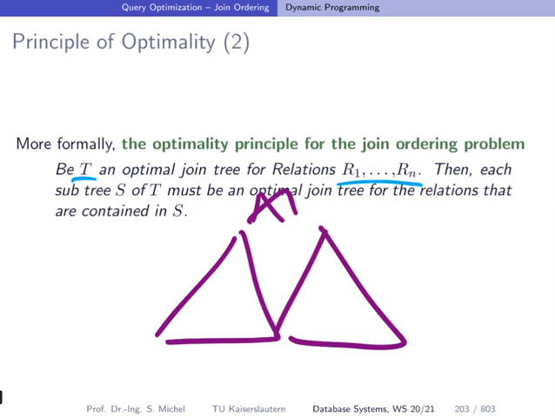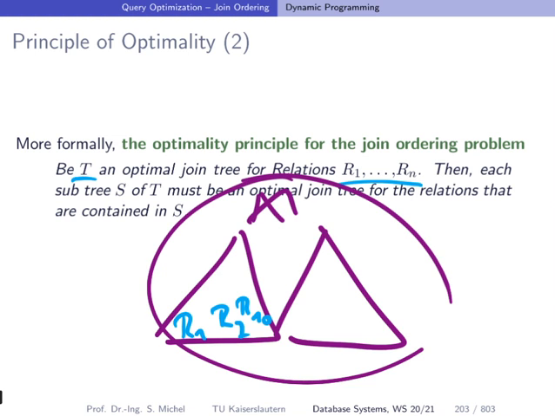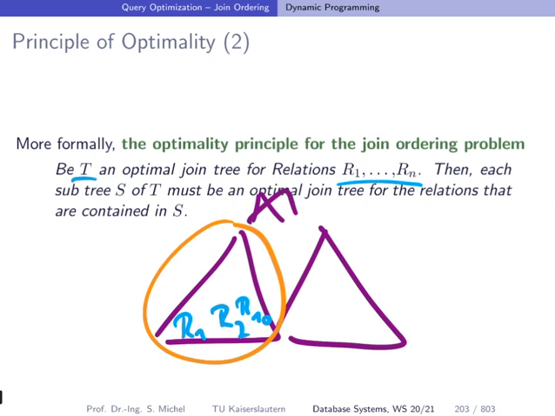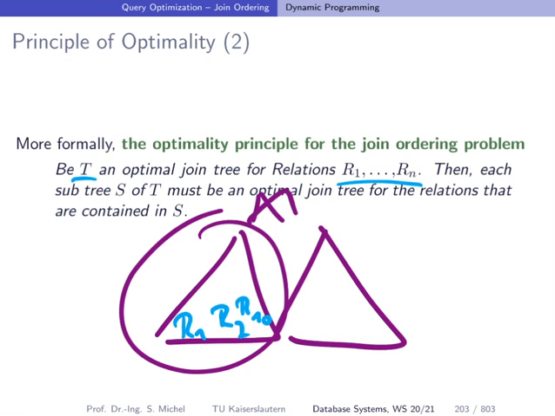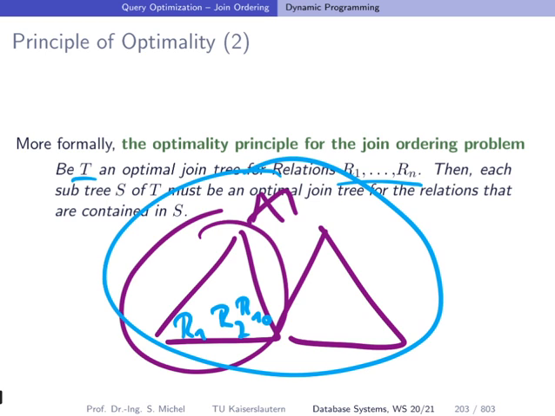then this subtree is also solving a join ordering problem, namely the tree here is a join tree joining relations which are contained in this subtree. If you're looking at all the relations, let's say there's R1 and R7 and R10 and so on, then in order for T, the entire one, to be optimal, this subtree here has to be optimal for solving the problem of joining R1, R2, R10, and so on. Right? If this was not the optimal subtree, we could find a cheaper one, but that means that the entire one is also not the cheapest, which would conflict with our assumption that T is optimal.